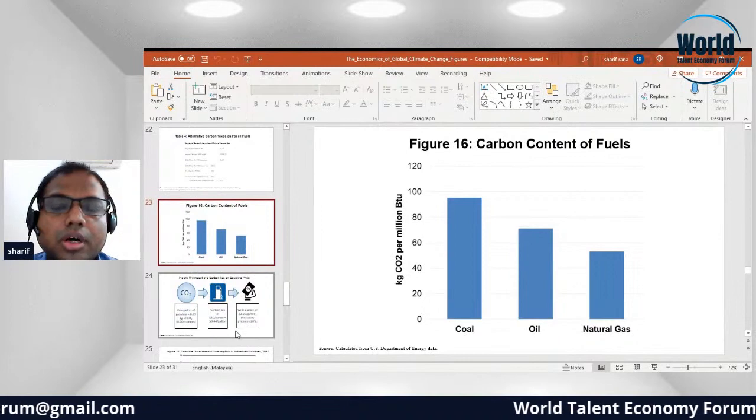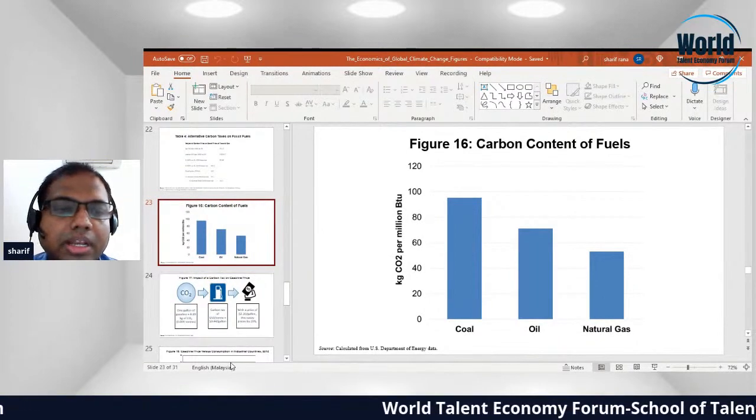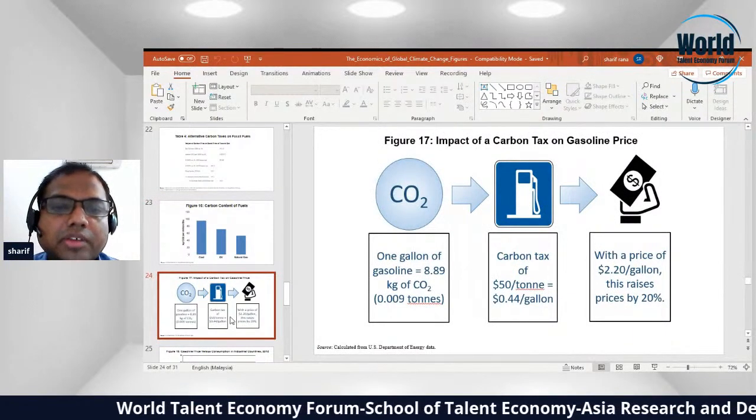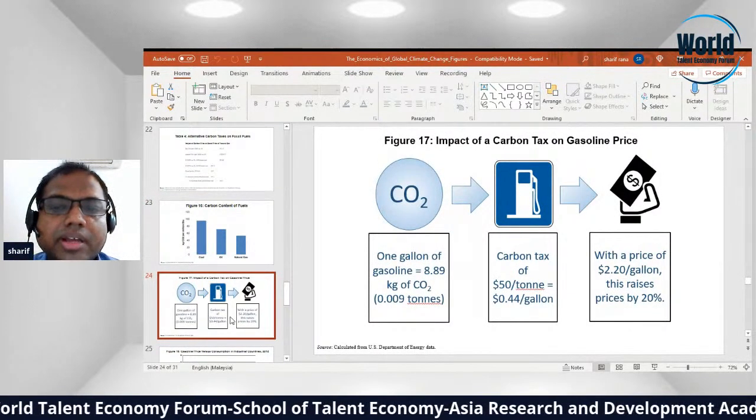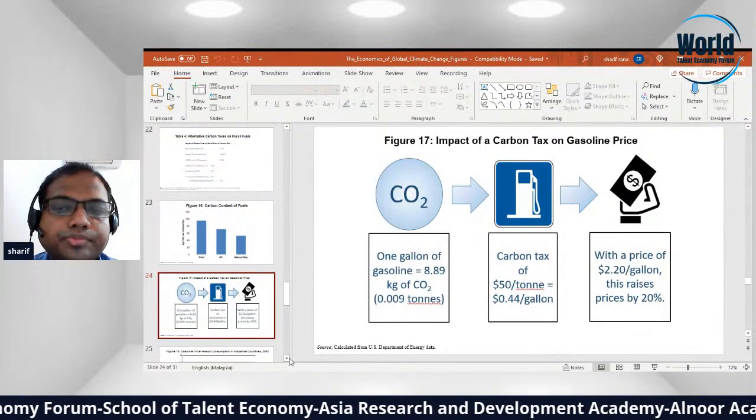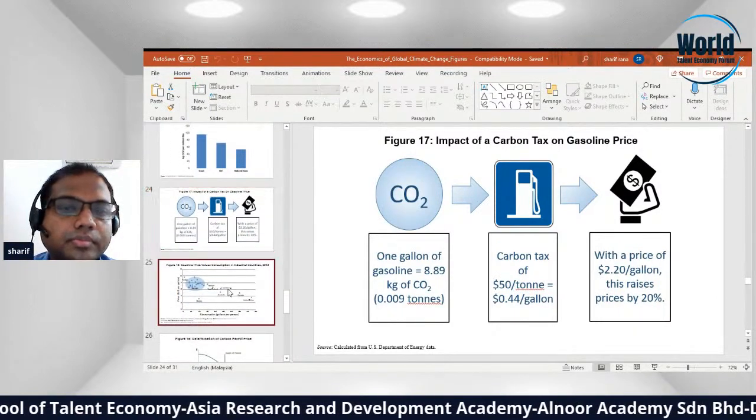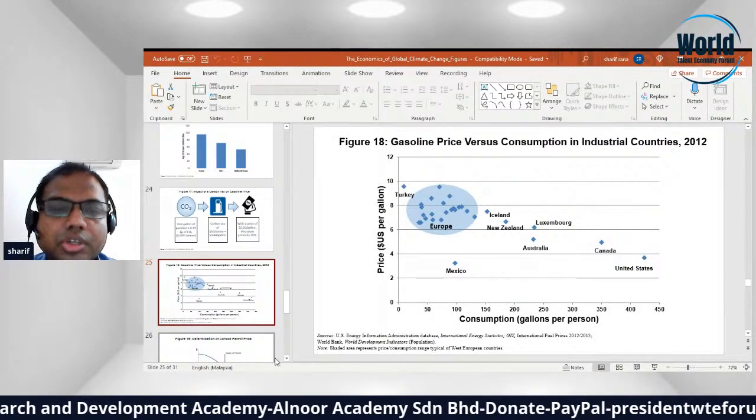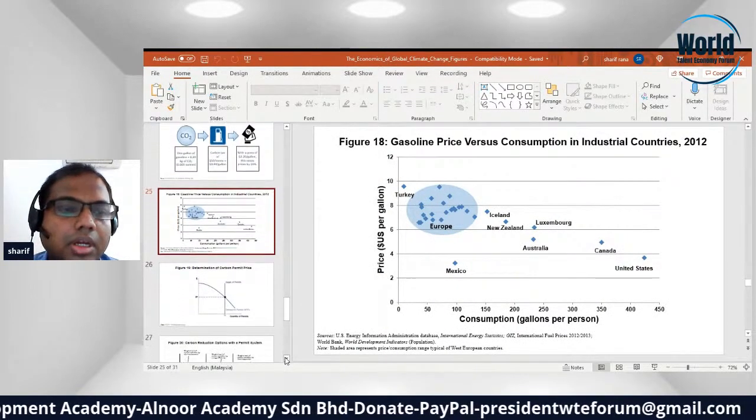Carbon content of the fossil fuel: coal, oil and natural gas. Impact of the carbon tax on the gasoline price: 1 gallon of gasoline, carbon taxed, with price of 2.2 per gallon. Gasoline price versus consumption in industrial countries: 2000 to 2012.